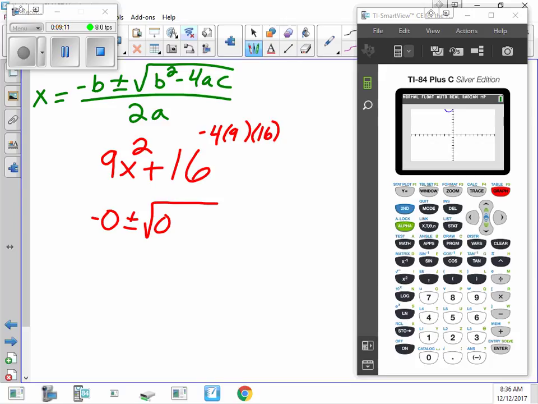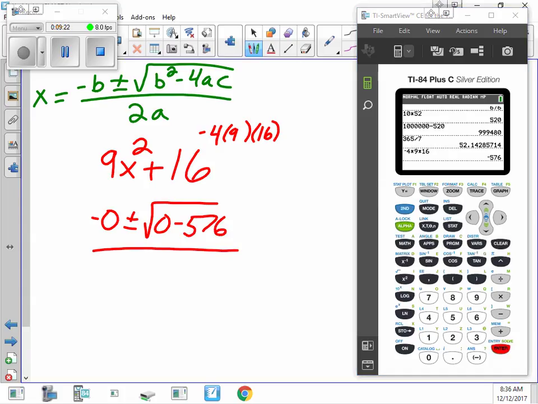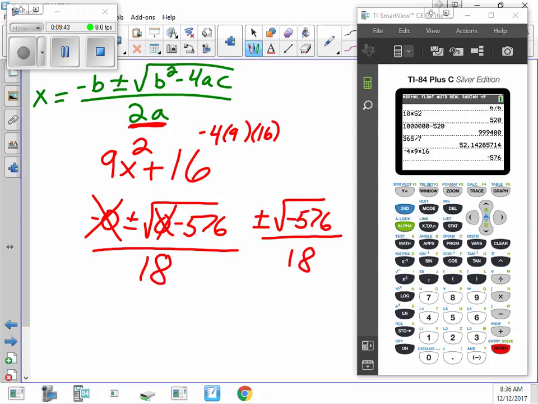I'm going to need my calculator for this. Negative 4 times 9 times 16 is negative 576 over, 2a would be 18. Well, this doesn't exist and this doesn't exist, so it simplifies down to plus or minus the square root of negative 576 over 18.